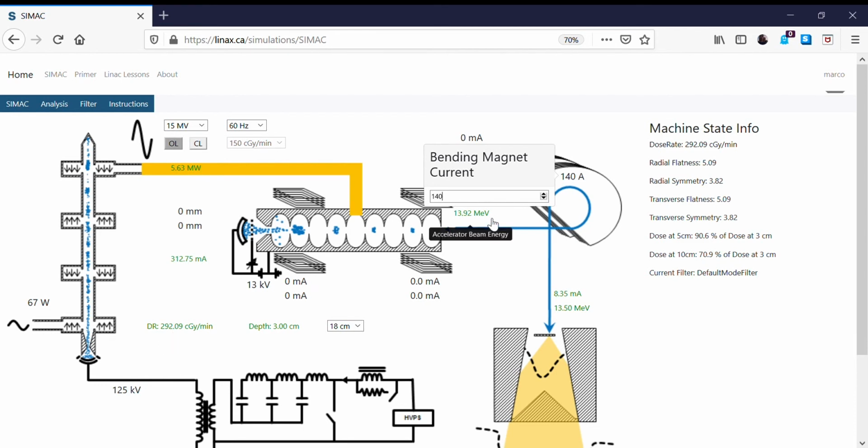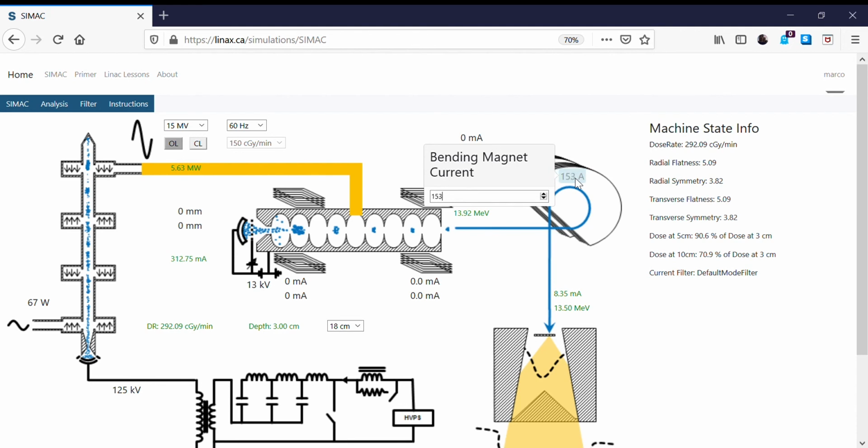So I've gone too far now, because now the bending magnet is allowing energies through that are higher than what the accelerator energy is. And so in order to get the highest dose rate, I'd have to adjust the bending magnet current to allow the equal energy of electrons from the accelerator going to the target. I can do the same thing again if I go back to 155, which is where we started.